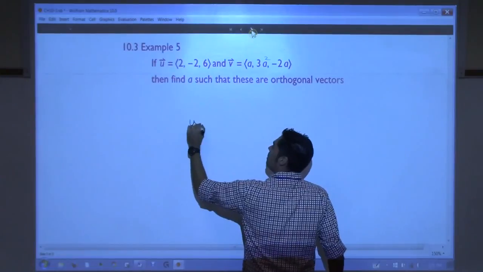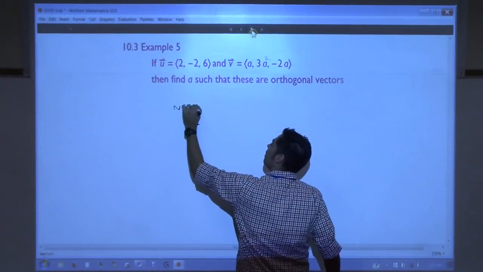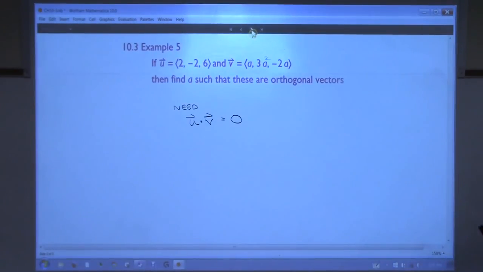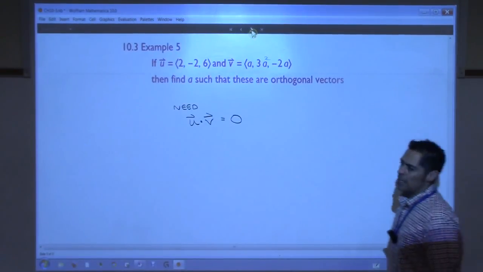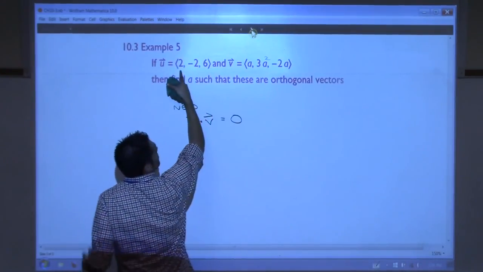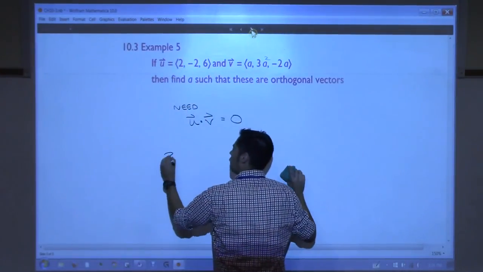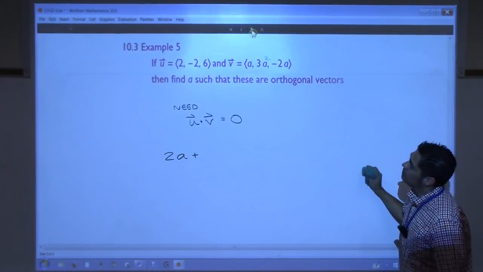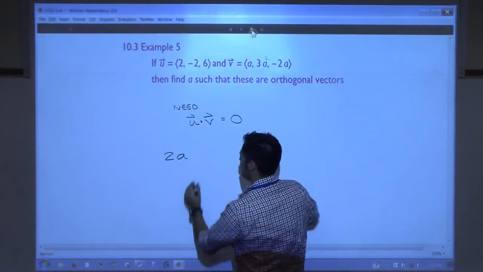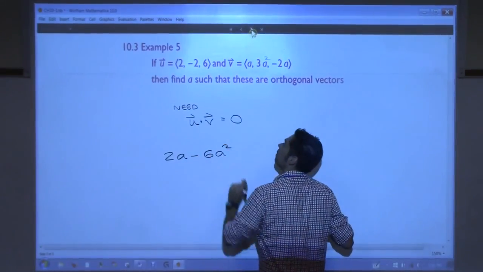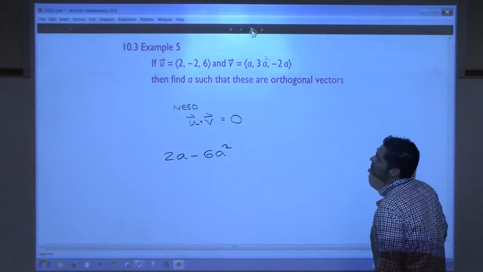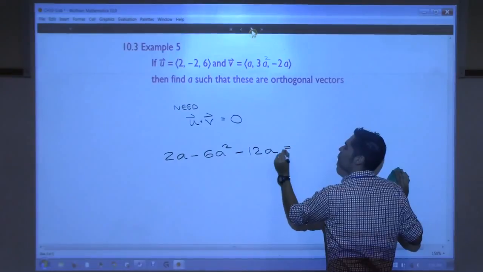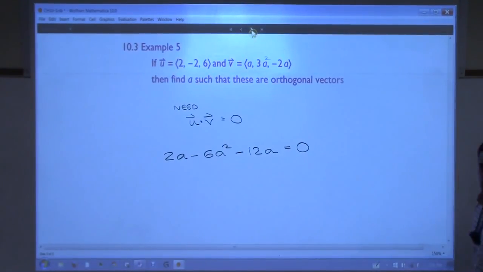So what do we need? We need, right, that U dot V be equal to 0, right? That's what we need for these to be orthogonal. So what is U dot V? Well, 2 times A, right? So 2A plus what? Negative 6A squared or minus 6A squared. I'll put it like this. And then the last thing, minus 12A. Is that equal to 0? When is that equal to 0? That's what I need, right?